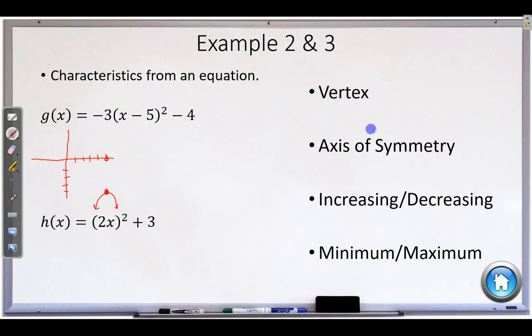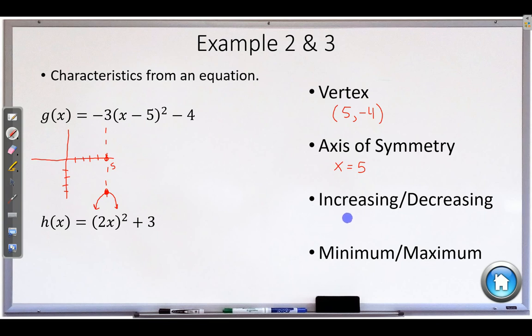Now we can start putting in our characteristics. So the vertex, well, we already put that down. It's 5 to the right and 4 down. So that's 5, -4. The axis of symmetry is right down the middle. That is at x equals 5. So x equals 5. Eventually, you might not even need the sketch. You can see how all these numbers are right in the equation.